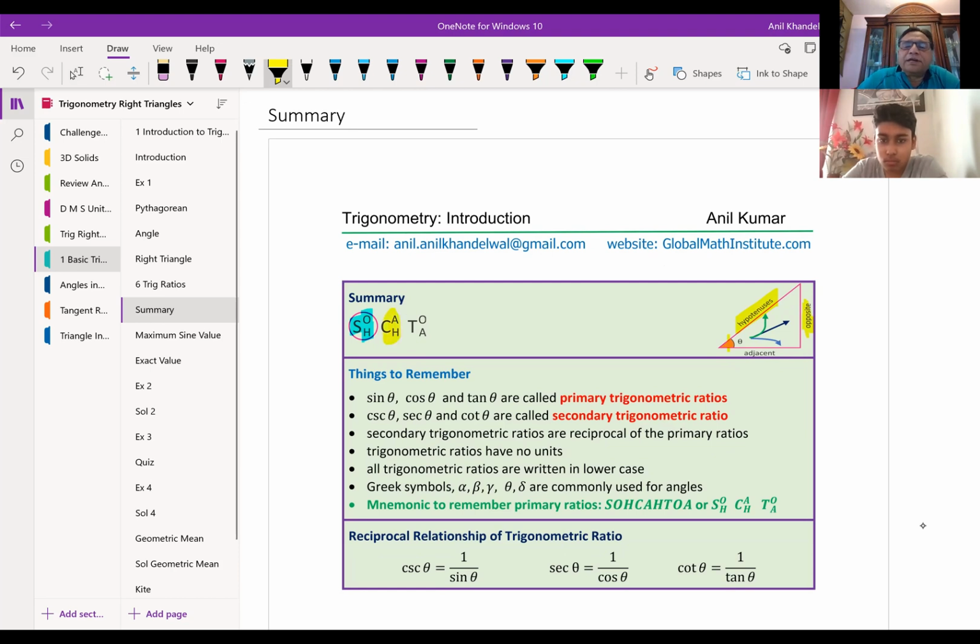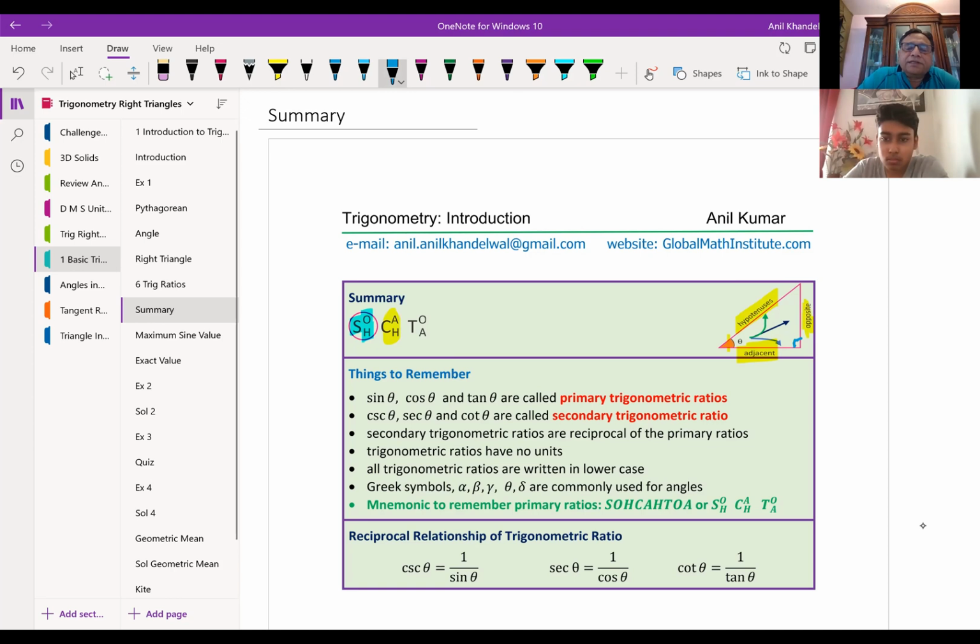Cosine theta is the ratio of the adjacent side, which is between the angle of interest, which is theta, and 90 degrees, to the hypotenuse. We are always working with a right triangle. Is that okay? Always a right triangle we will be talking about, right? There are general examples on any angle. We'll do it later. But for now, all these ratios, we are working on a right triangle.